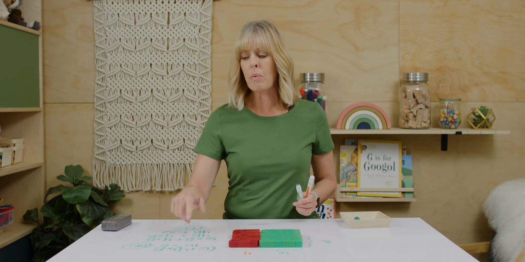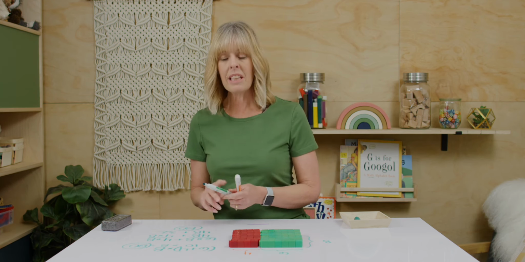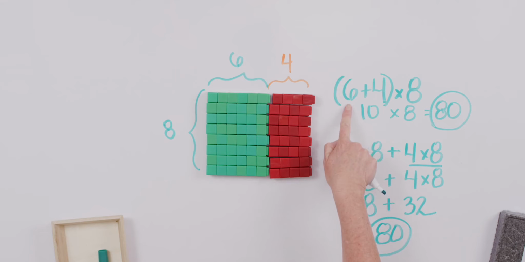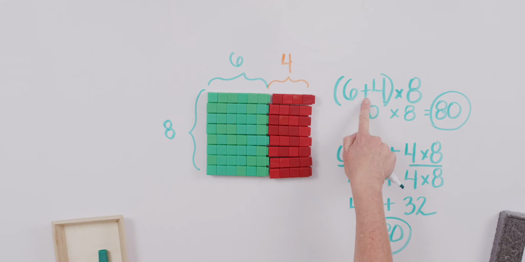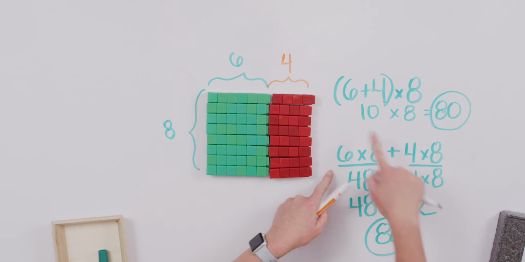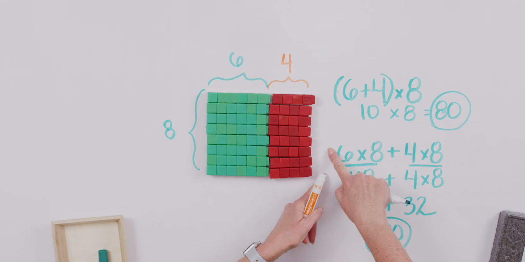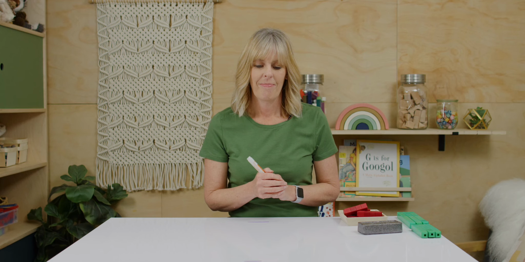And so what we've done here is we've distributed these numbers around a little bit. We took our 6 and multiplied it by 8 and then added it to our 4 times 8 down here. So it's this redistribution of the numbers. It gives us more ways to solve a problem also. All right, we're going to try this one now.